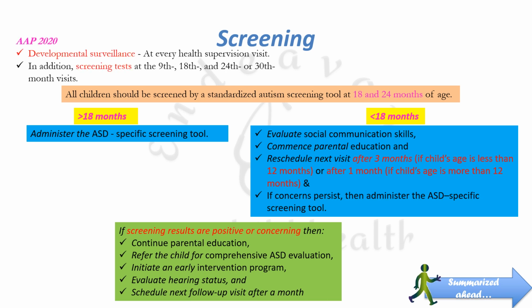The American Academy of Pediatrics in 2020 has said that developmental surveillance of every child should be done at every health supervision visit. In addition, screening tests should also be done at the 9th month, 18th month, and 24th or 30th month, whichever is there with the child.